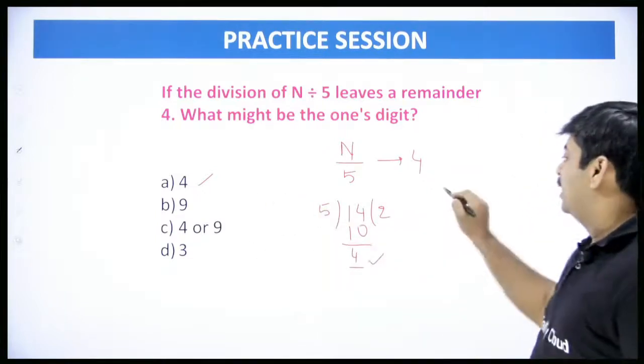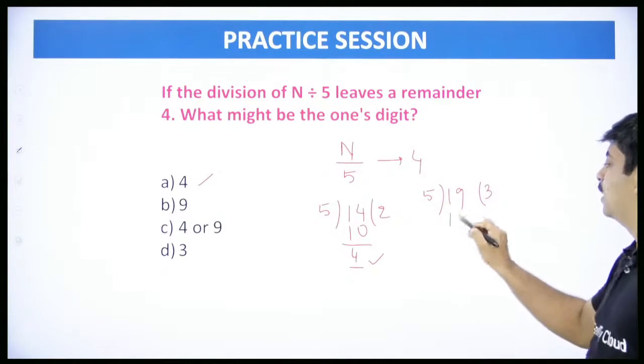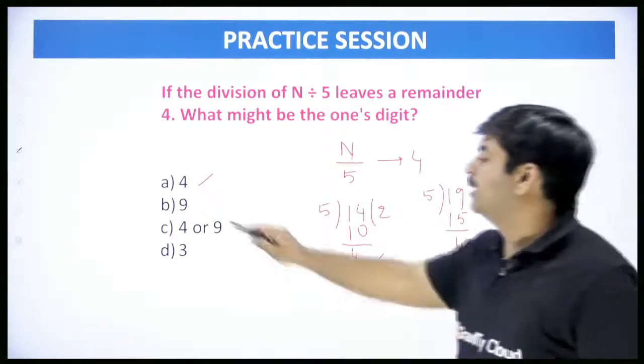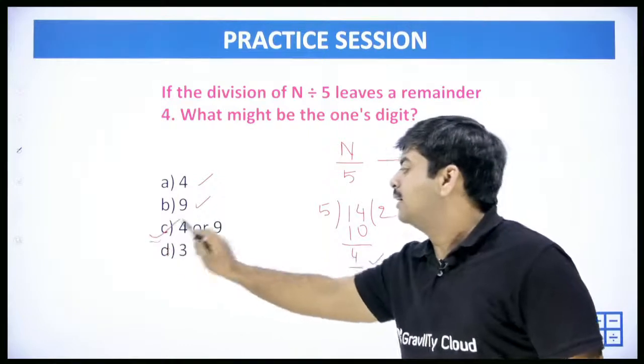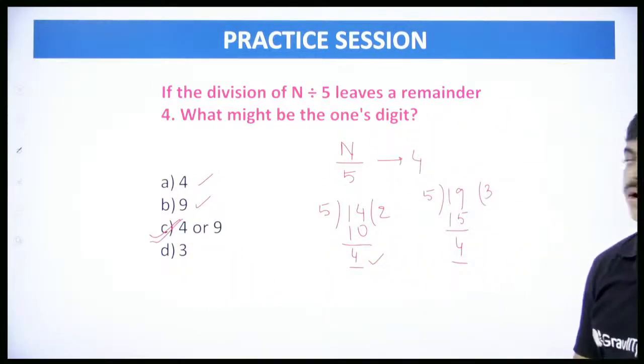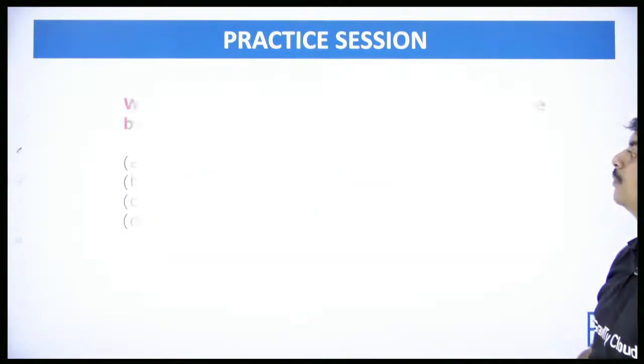Let's take 9, 19. So 19, 5 3s are 15, and again we are left with 4. We are getting the remainder 4. So 4 and 9 are correct. So the answer is 4 or 9. Correct? So the next one.